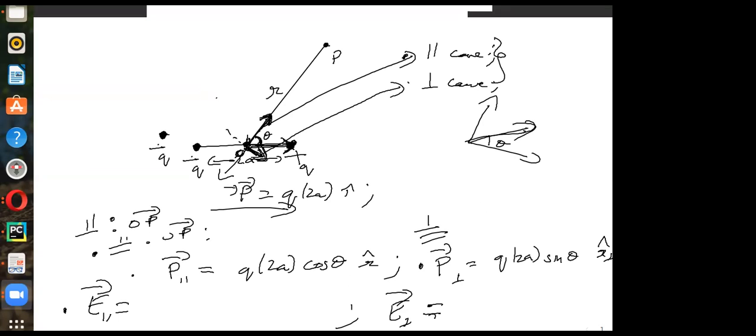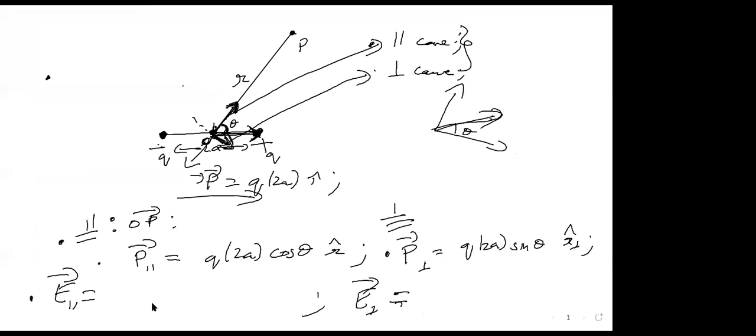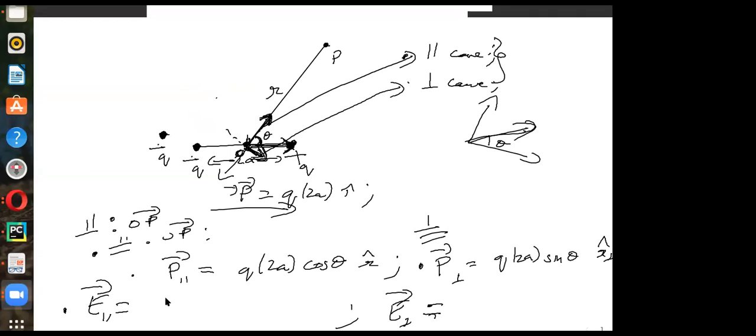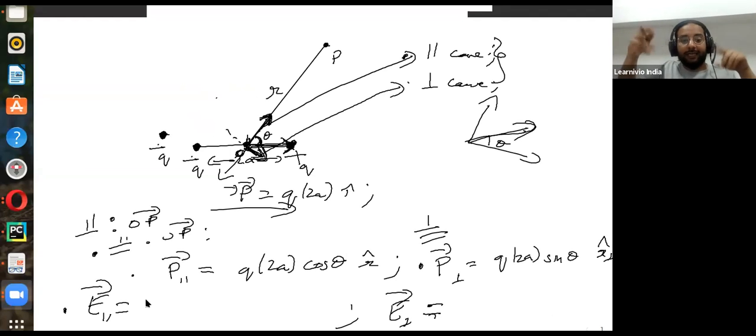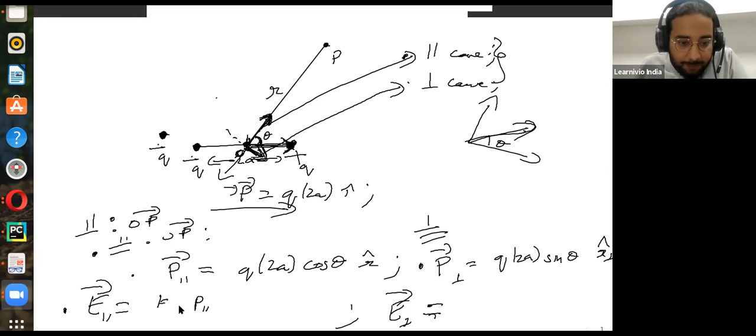Got it. So what's the E parallel? What was its formula? Can you remind me? So E parallel is Q. Not in terms of Q, in terms of P. In terms of P, okay, so it will be K P upon R cube. Lovely.